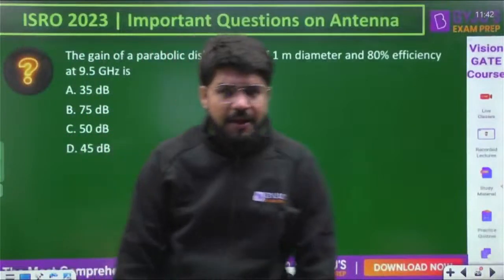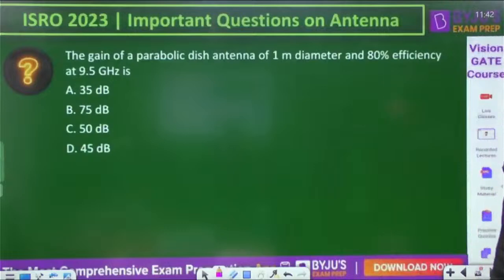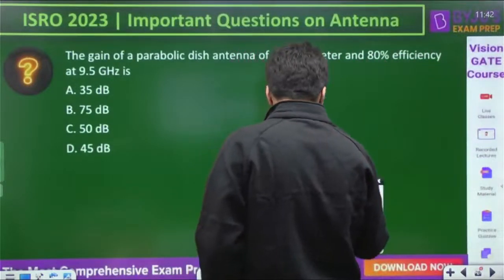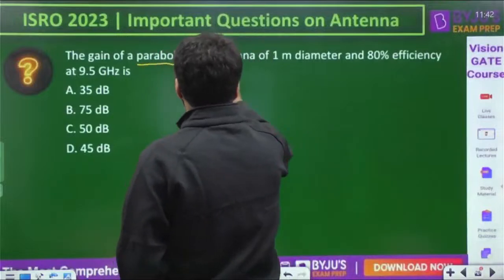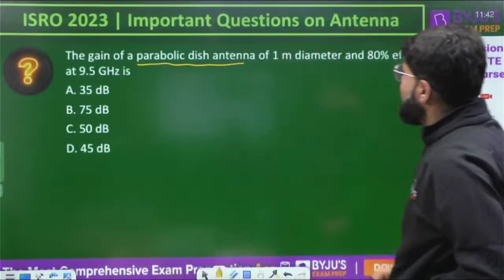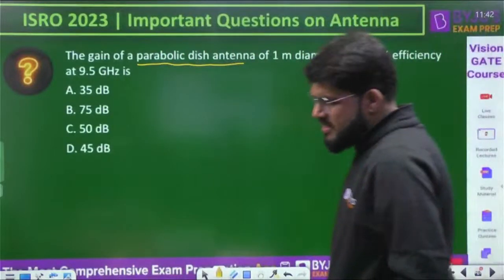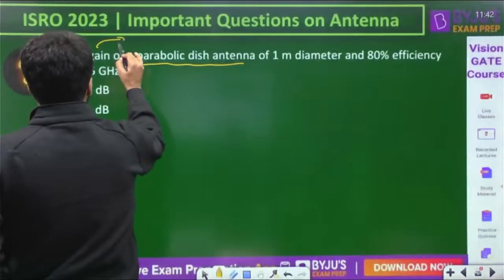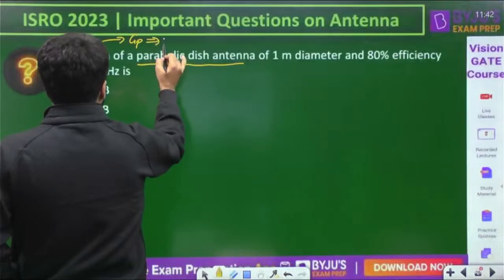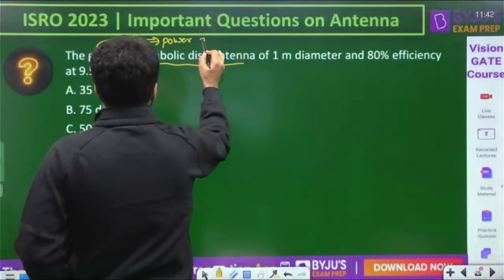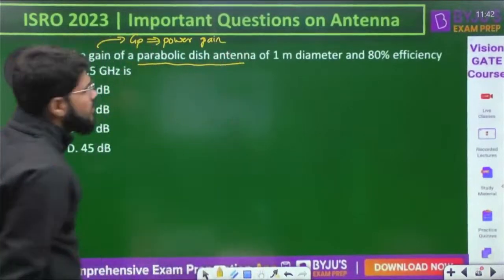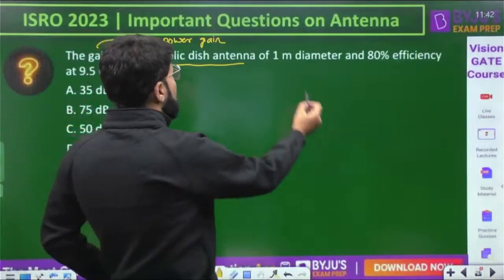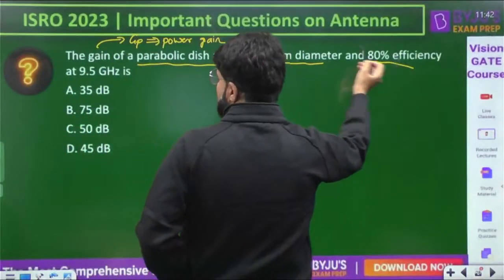Next question pe aa jaate hain. The gain of a parabolic dish antenna. So even in this ISRO exam, the questions on parabolic antenna are very, very common. The gain of a parabolic dish antenna of 1 meter diameter and 80% efficiency at 9.5 gigahertz. See, when I say gain, it would by default mean the power gain of the antenna. If nothing is mentioned, you'll take it as the power gain. Now diameter is given to you as 1 meter and 80% efficiency is given to you.